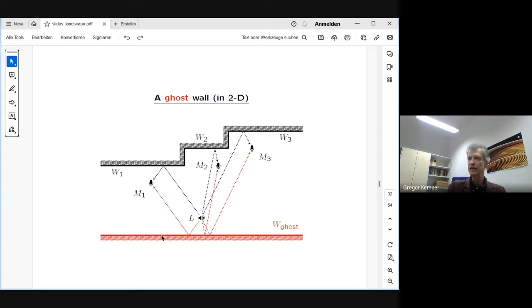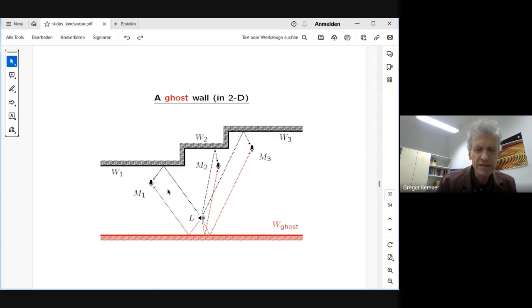So that's an example of a ghost wall. And actually, this is an example that we didn't think up, but that came out of the computer calculations that I will come to in a few moments. The computer gave this back at us, and then we just made the drawing. It's an example of a ghost wall. Right. So in unlucky circumstances, this can happen.